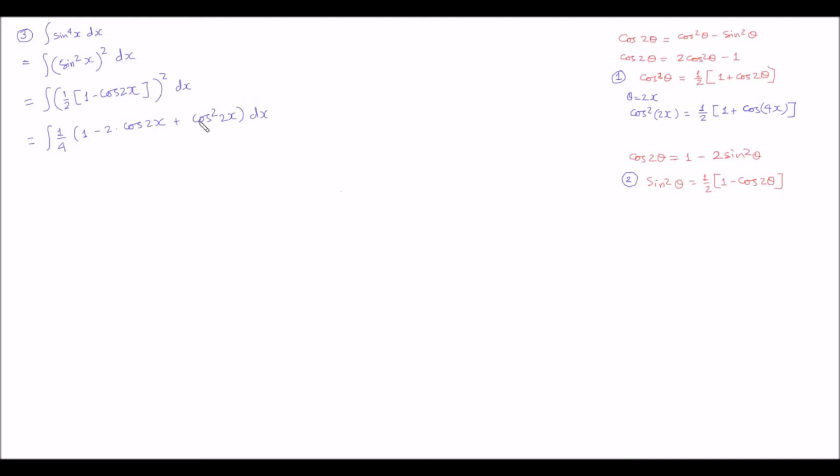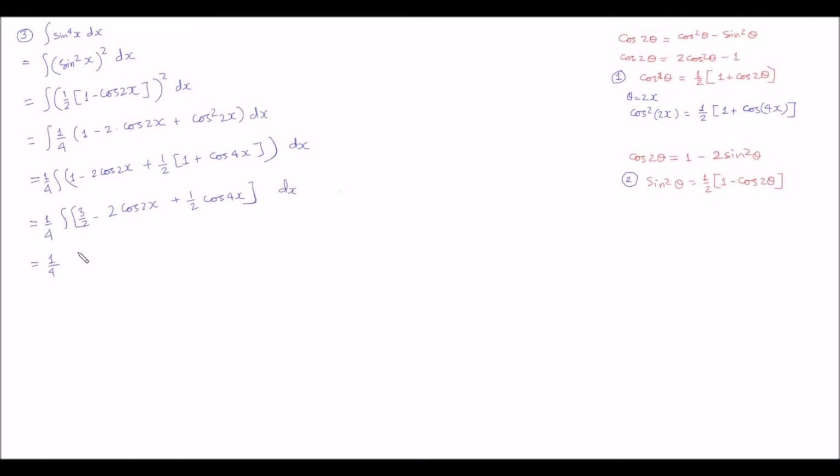So let us plug in this value into our integral. Then we will have 1/4; let us pull that out, and this becomes 1 minus 2 cos 2x plus 1/2 of 1 plus cos 4x dx. So this would be 1/4. Let us simplify it first. So this would be 1 plus 1/2, which is 3/2, minus 2 cos 2x plus 1/2 of cos 4x dx.